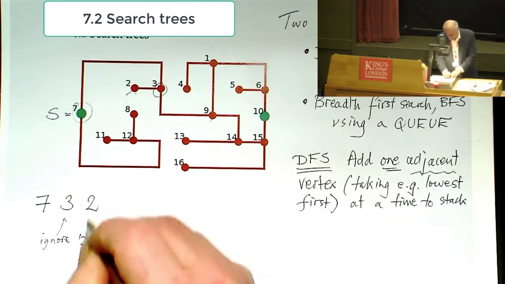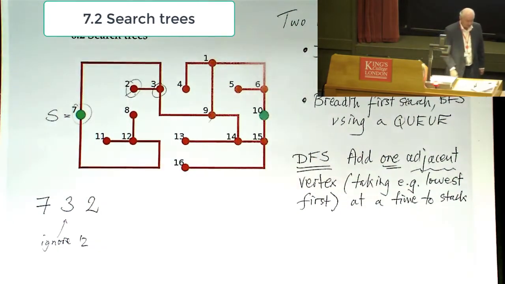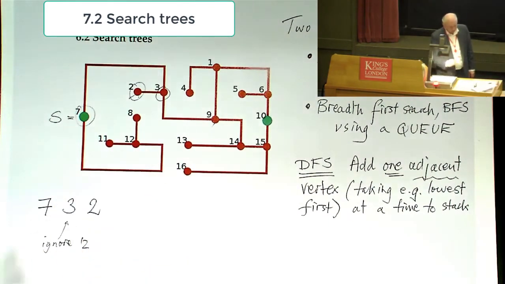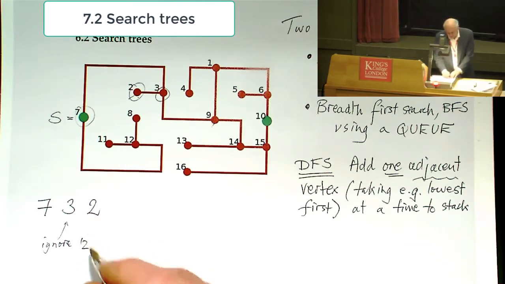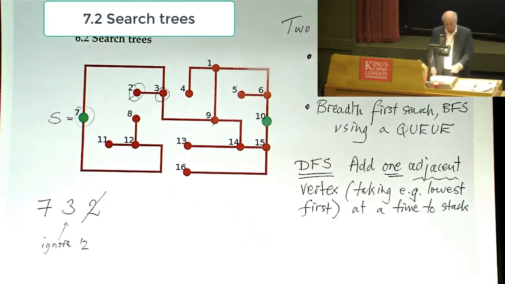So 2 goes on, and then we're at 2 and we look at adjacent vertices. But there's nothing new. We don't put 3 again on because we know that 3's already been visited. So perhaps we have a separate list that tells us which vertices we've actually been to. So 3 has been visited, so we don't put 3 again, we just remove the 2. We do what's called backtracking.